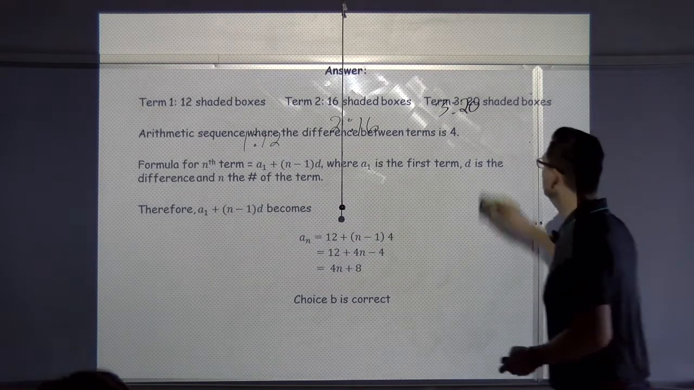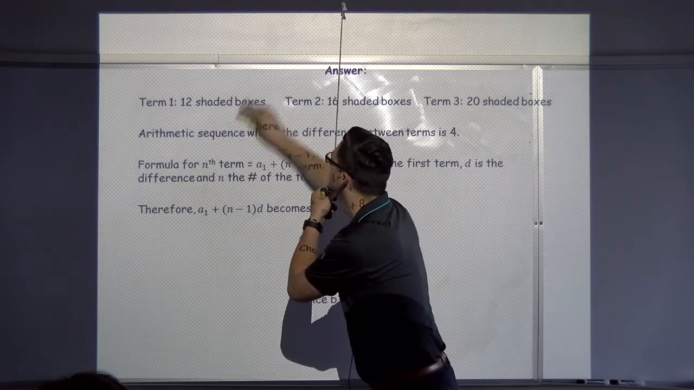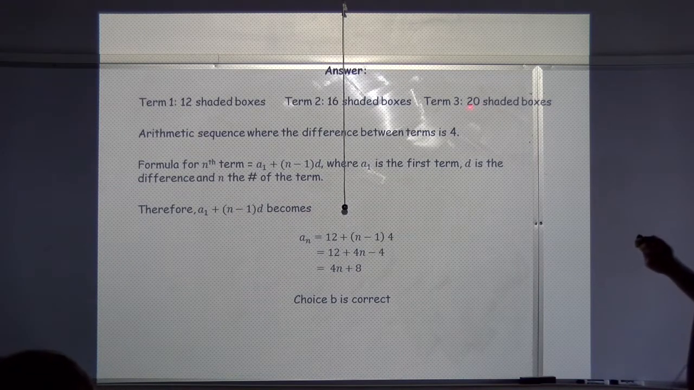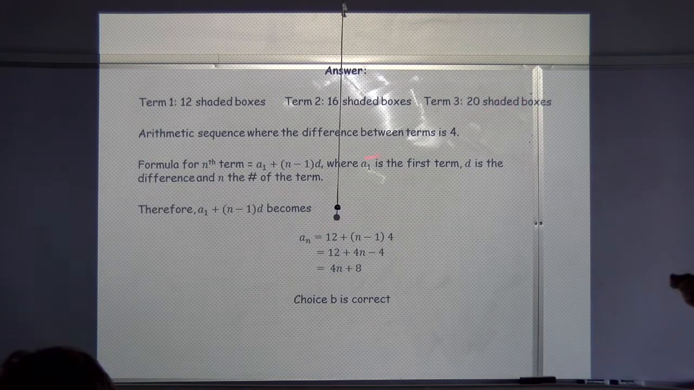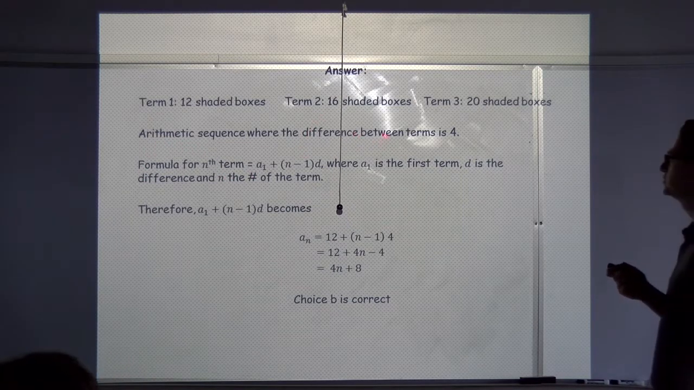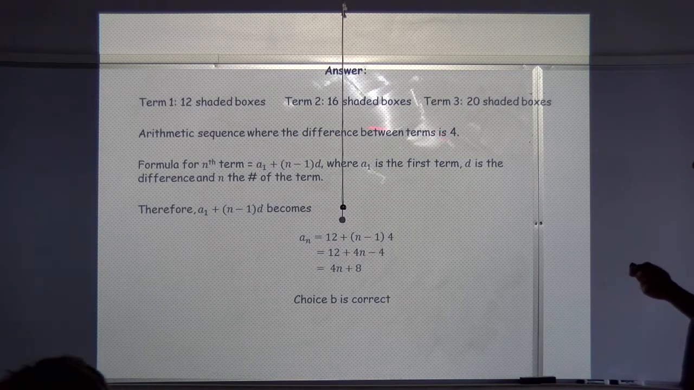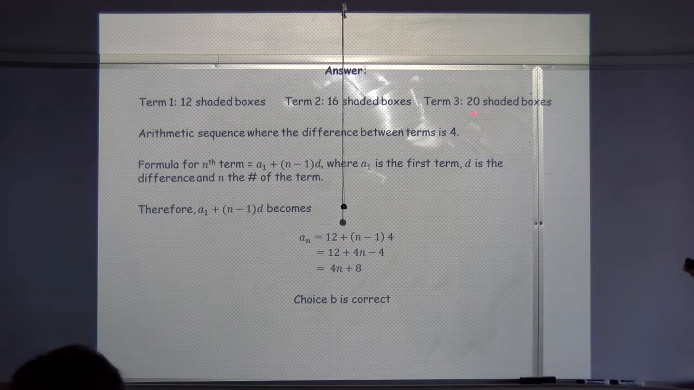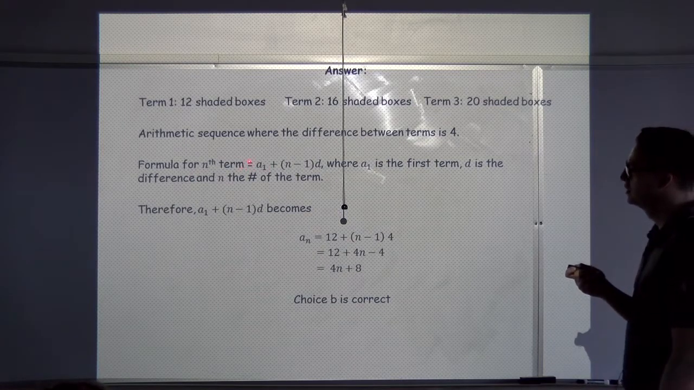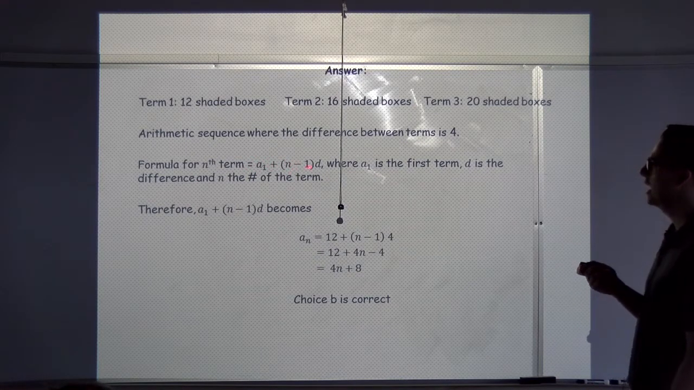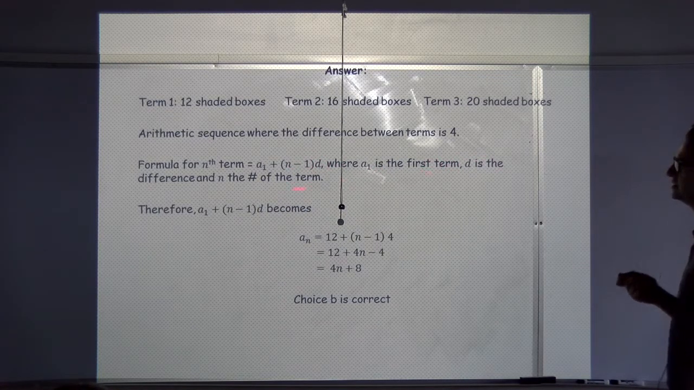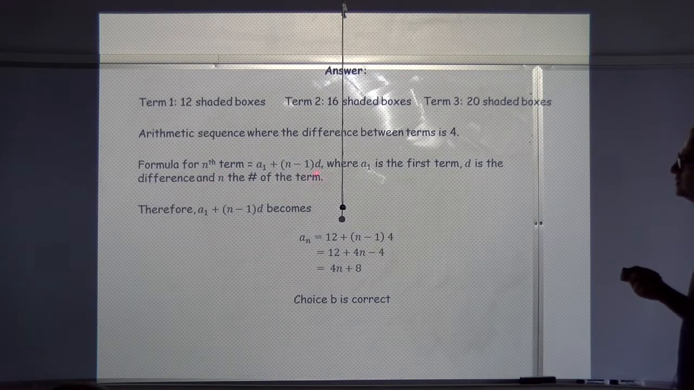So, term 1, 12 shaded boxes. Term 2, 16 shaded boxes. Term 3, 20 shaded boxes. So, arithmetic sequence, the difference between terms is 4. We notice that we go from 12 to 16 to 20, it's increasing by 4. So the formula for the nth term is going to be a1 plus n minus 1 times d, where a1 is our first term, and d is the difference, and n is the number of terms.